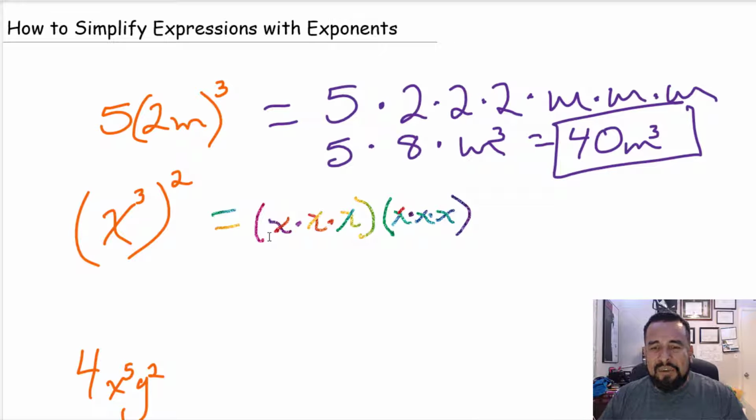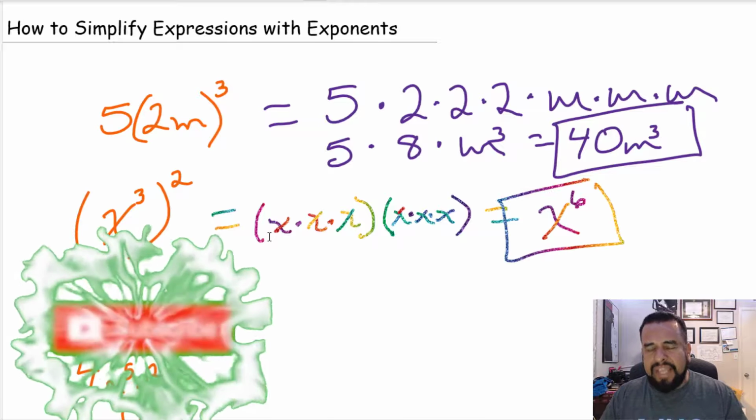All right. So really, what do we have here, right, is the final question. Well, if we look, we have 1, 2, 3, 4, 5, 6. We have 6 x's, which is x to the power of 6. That's what we really have.